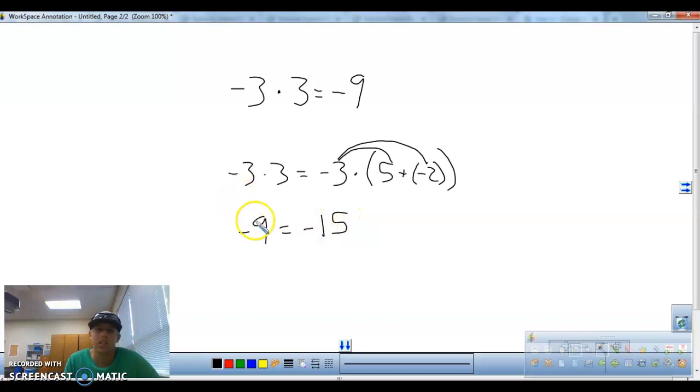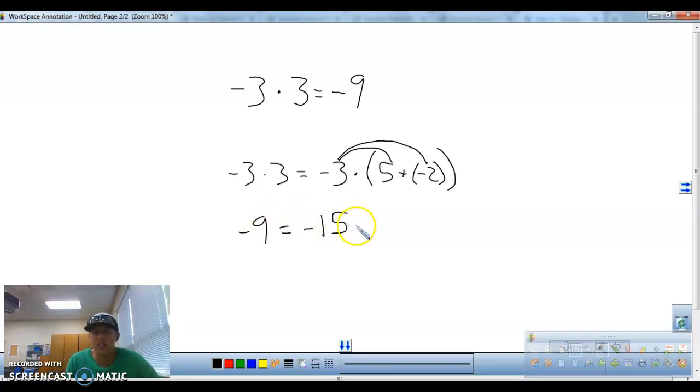we want this to equal negative 9, right? Because we got negative 3 times 3 here. We've got negative 3 times the stuff in the parentheses will get you positive 3. 5 plus negative 2 will get you positive 3. So it's really saying negative 3 times 3 here. Okay? Negative 15 compared to negative 9. We want our answer to be negative 9.